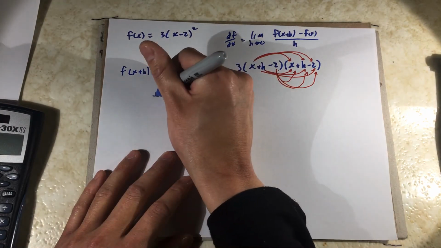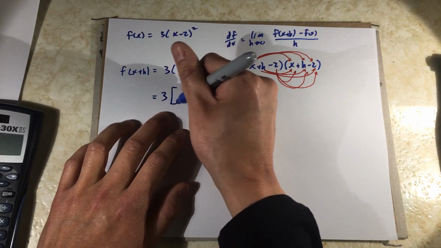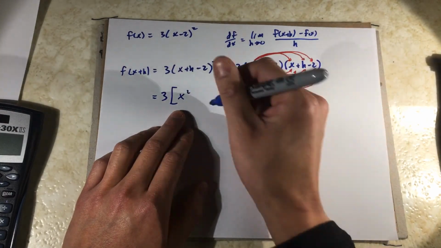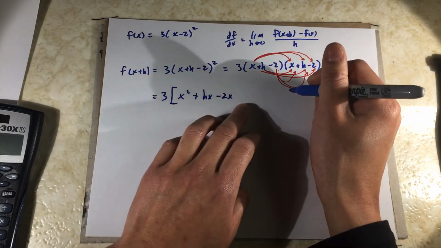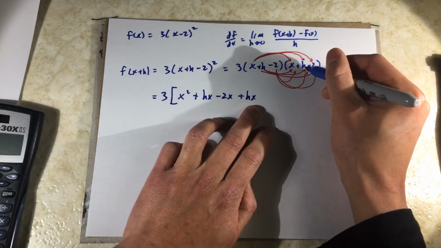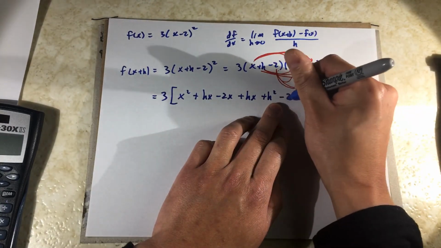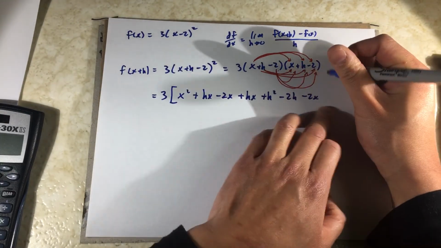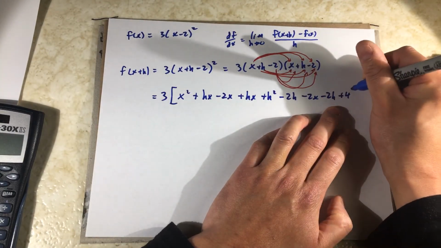All right. So I'm going to write over here so I have a lot of space to do this. So the 3 just hangs out here. I put a square bracket. So x times x is x squared. X times h is hx. X times negative 2 is negative 2x. And then let's distribute the h's. H times x is hx. H times h is h squared. H times negative 2 is negative 2h. And then we distribute the negative 2. Negative 2 times x is negative 2x. Negative 2 times h is negative 2h. Negative 2 times negative 2 is positive 4.